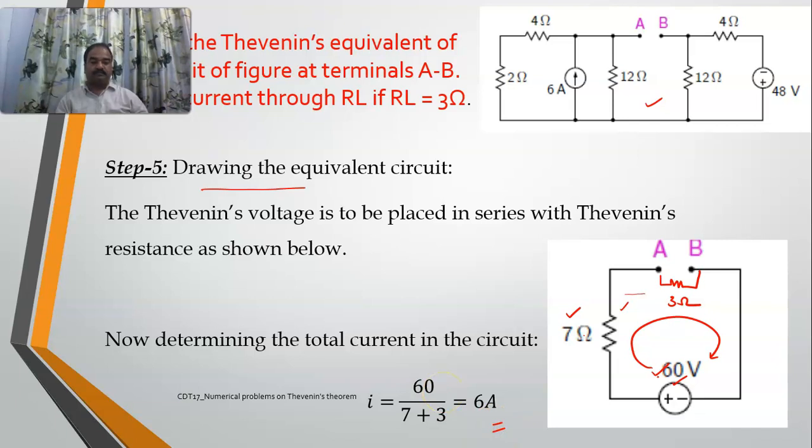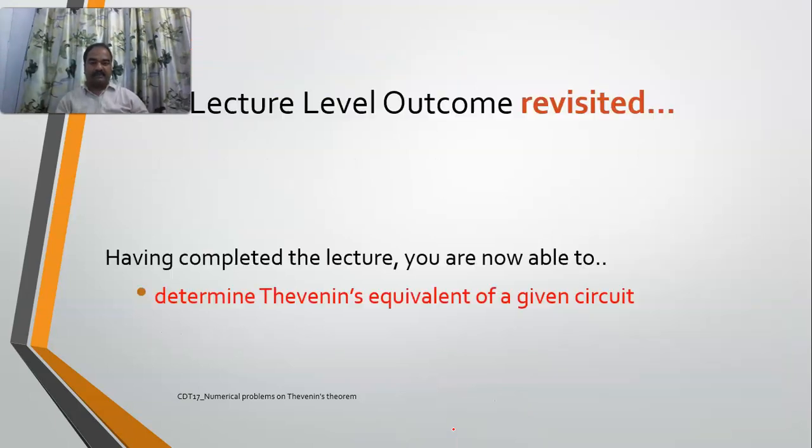Okay. If you want to determine the voltage drop across this 3 ohms resistor, now what is the current through it? It is 6. And what is the resistance? 6 3s are 18 volts. Like this you can do simple calculations. Okay. So I hope that now you are able to determine the Thevenin's equivalent of a given circuit.